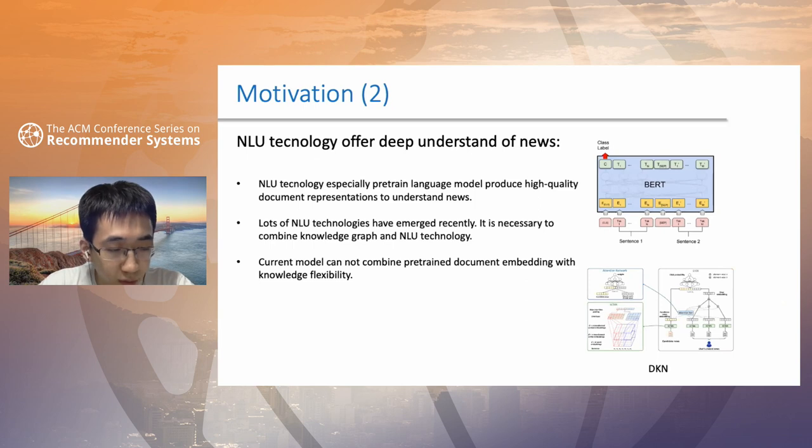Different from the traditional recommender systems, news expires soon. So ID-based methods like collaborative filtering do not work under this situation. So for news recommendation, we need to understand the news content. Recently, many pre-trained language models have been proposed, like BERT and ERNIE. These pre-trained language models are trained on a very large corpus and can offer a good understanding of the news contents. Previous models like DKN rely on the specific model structure and cannot combine knowledge entities and pre-trained document embedding together. So it is necessary to combine the pre-trained language model with the knowledge entity.